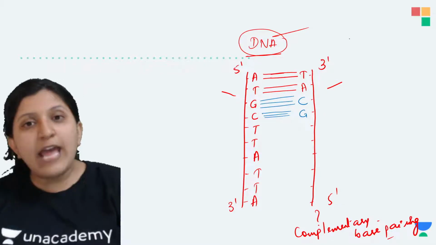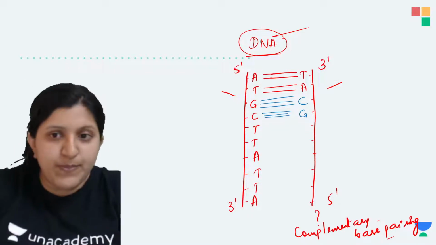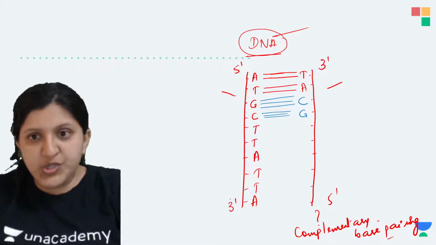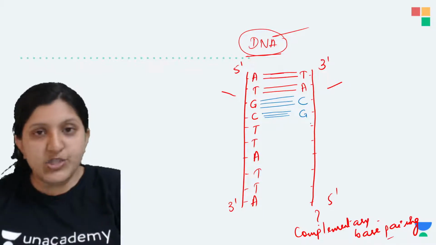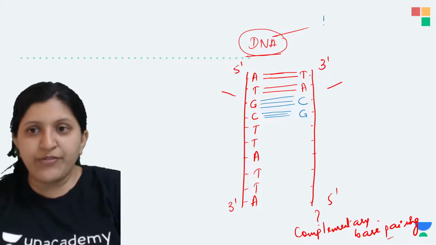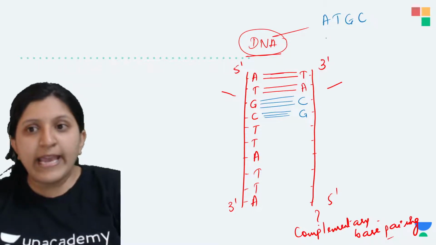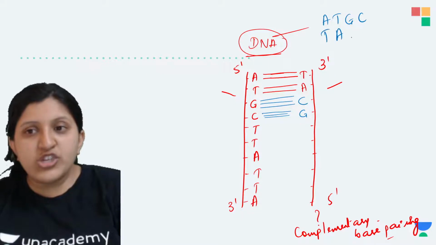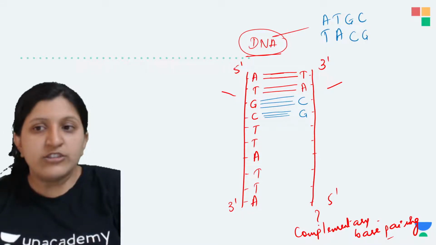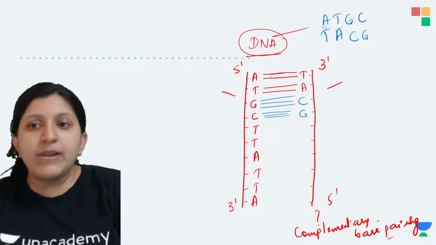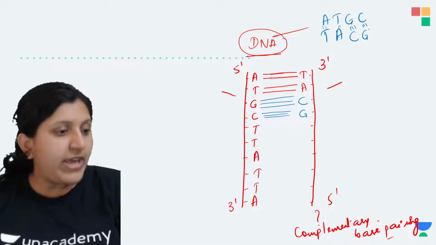So what they can usually ask you is, they'll give the complementary base pairing for one strand, and you need to write the complementary base pairing for the other strand. So if A, T, G, C is given, for A it is T, for T it is A, for G it is C, and for this C it is G. So this is complementary base pairing, only the hydrogen bond variation that we can find.